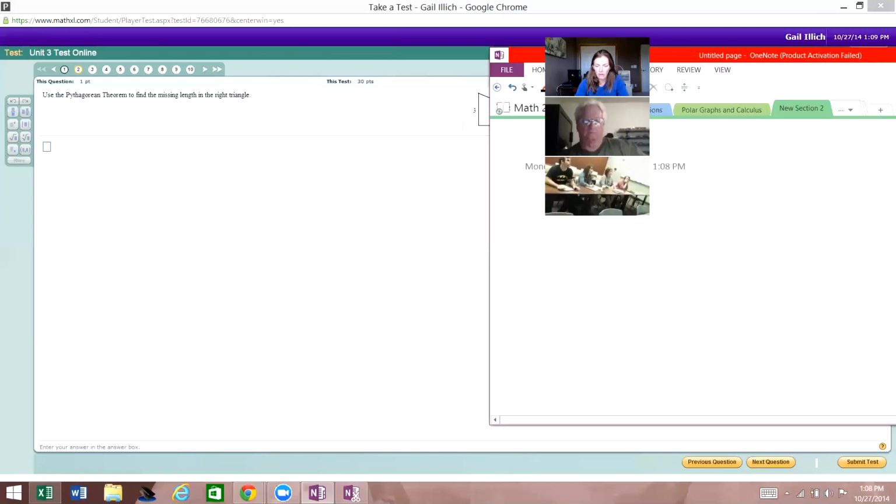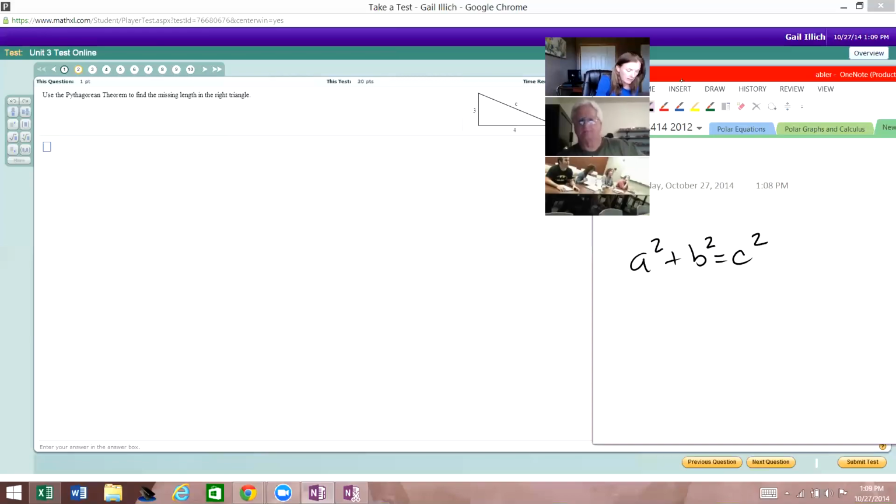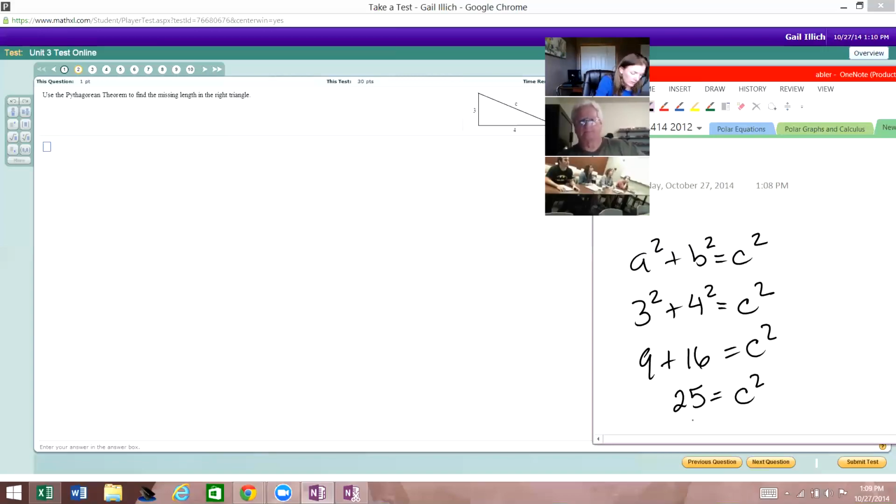We would do our formula, which is a squared plus b squared equals c squared, right? And in this picture, it looks like we have a and b. C is always the hypotenuse, which is the side opposite the right angle. So 3 squared plus 4 squared equals c squared. 9 plus 16 equals c squared. So 25 is equal to c squared. So in order to find c, this is what Ellen was doing. We take the square root, right? Square root of 25, and we get c equals 5.